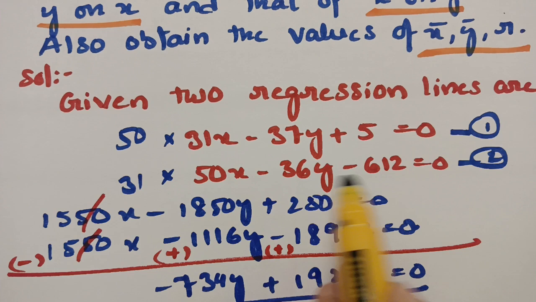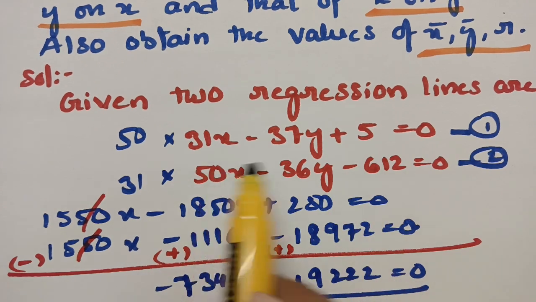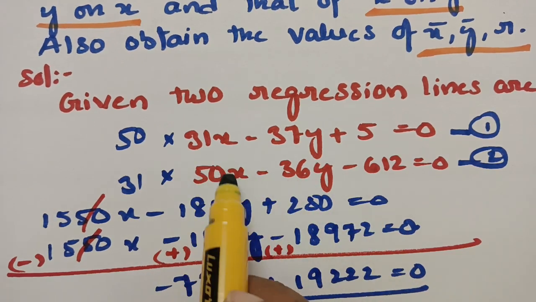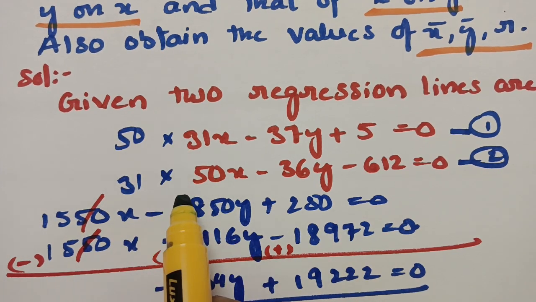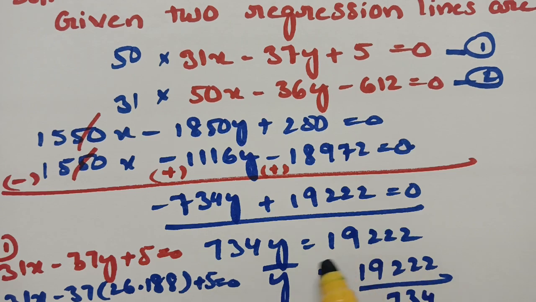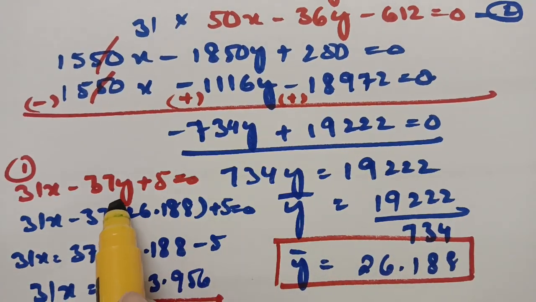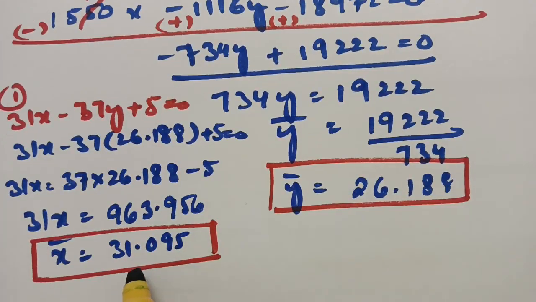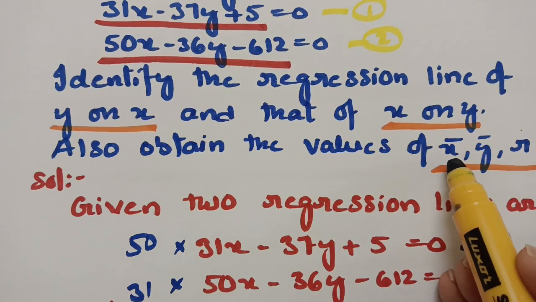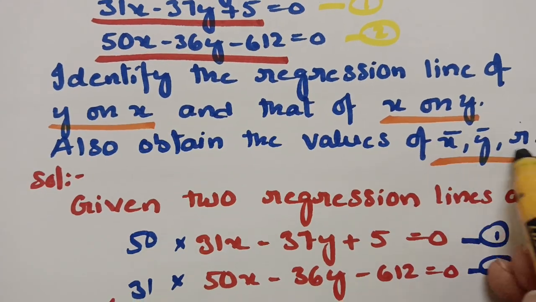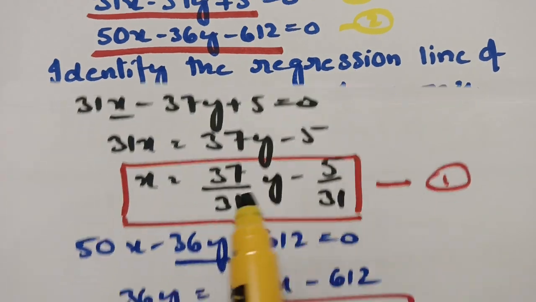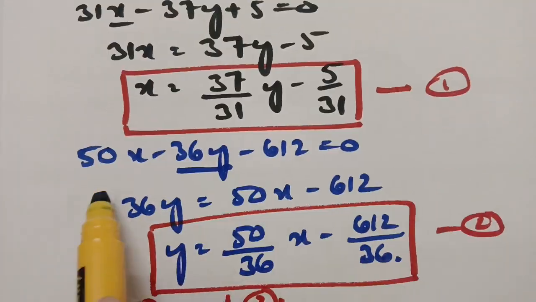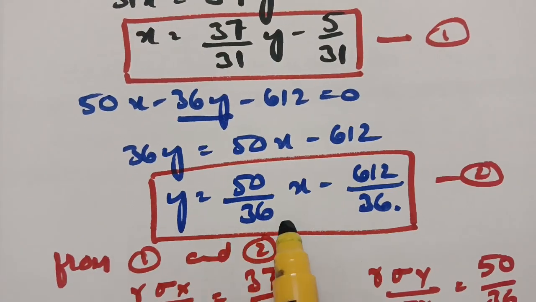So first two equations are given here. In order to get the y value, I have to eliminate the x value, so I multiply the first equation with 50 and the second equation with 31. After getting the y bar value, I substituted the y value in equation 1, so that I got the x bar value. So from this I got x bar value and y bar value. So I need the r value. For getting the r value, from equation 1 we have taken x bar, and from the second equation I have taken y bar here.